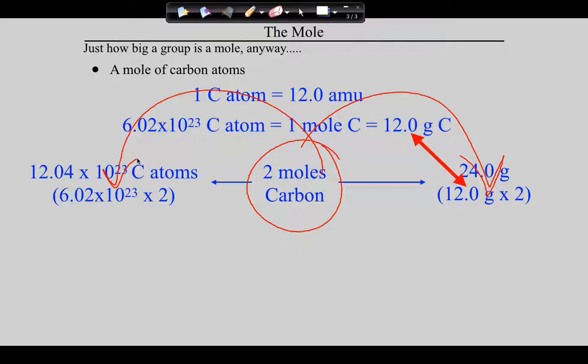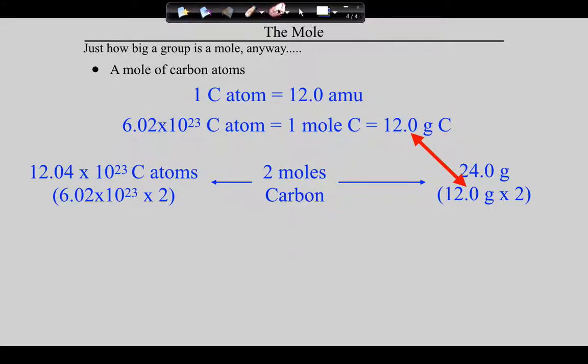So guys, this is where I need you to answer a question, and then we're going to move forward. So guys, tell me about this. How did we get this number 12.04 times 10 to the 23rd? Well, we multiplied 6.02 times 10 to the 23rd times 2. Where did this number come from? It's the number of things in a mole. So guys, we have now identified our conversion factors. This is one of our conversion factors, the formula mass. This is our other conversion factor, Avogadro's number.